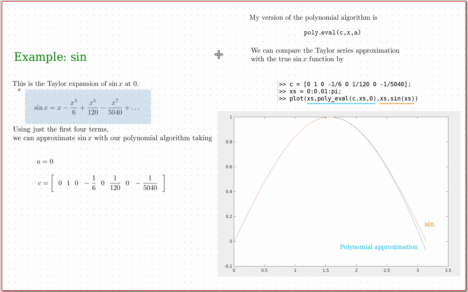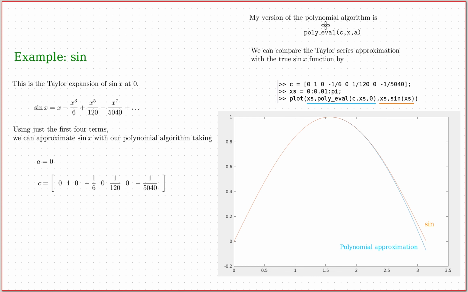So we can do that by taking our a to be 0, because the center of the expansion is 0, or in other words, we're not subtracting anything from the x. And the coefficients are this. Now notice that because only the odd terms are present in this Taylor series, you have to remember to put zeros in for the coefficients of the even powered terms. So C0 is 0, C2 is 0, C4 is 0, C6 is 0. So don't forget to put those in.